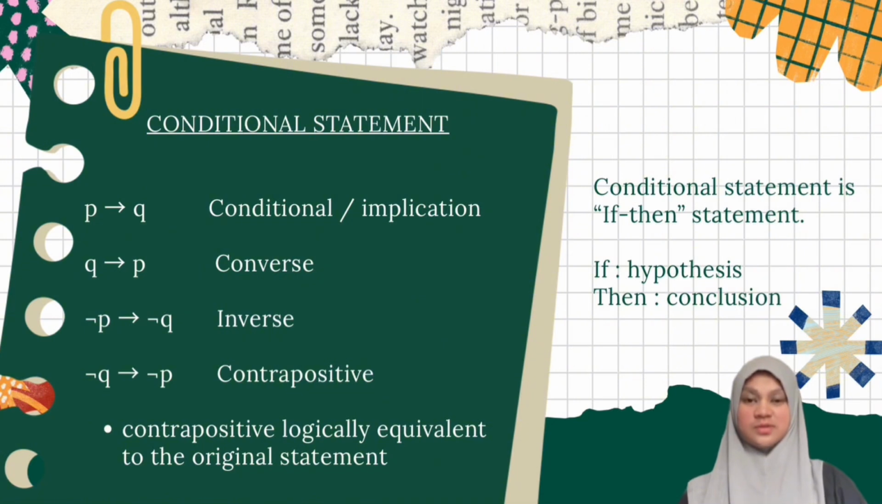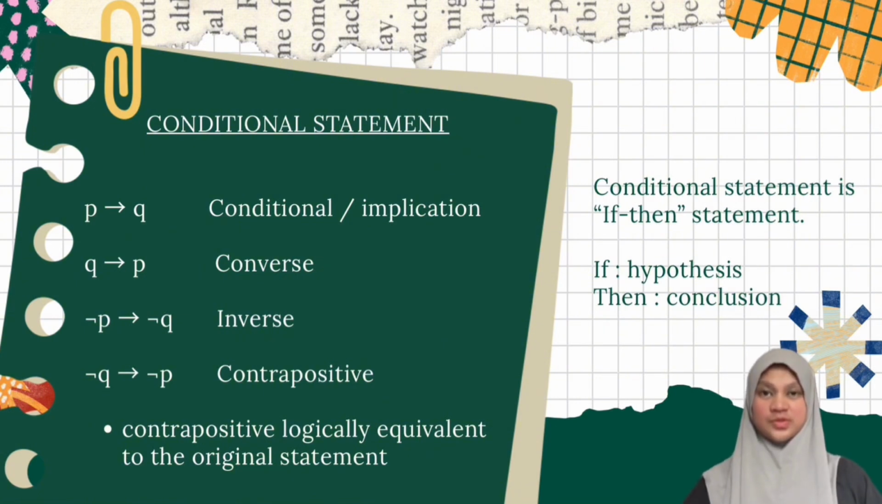The converse is obtained by switching the hypothesis and the conclusion, resulting in the statement Q implies P. The inverse is obtained by negating both the hypothesis and the conclusion, giving not P implies not Q. The contrapositive is formed by switching P and Q and negating both, which results in the statement not Q implies not P. It is important to note that the contrapositive is logically equivalent to the original conditional statement, whereas the converse and inverse are not logically equivalent to the original statement, but are logically equivalent to each other.